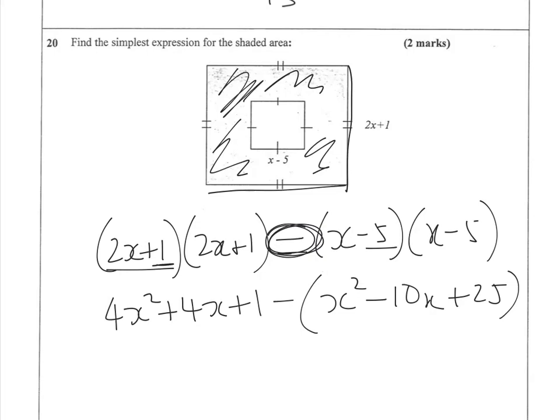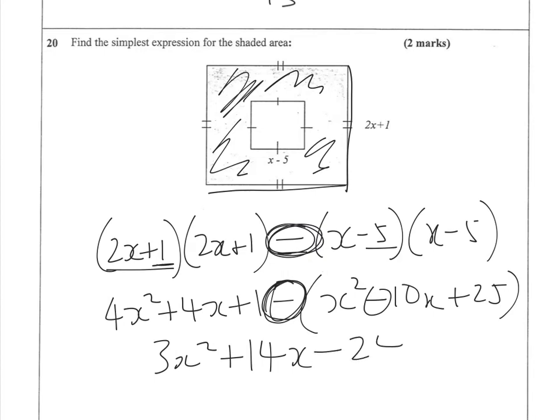Now, collect like terms. 4x squared minus x squared gets us 3x squared. 4x minus negative 10, that's a plus. So 4x plus 10 will get us 14x. And 1 minus 25 will get us negative 24.